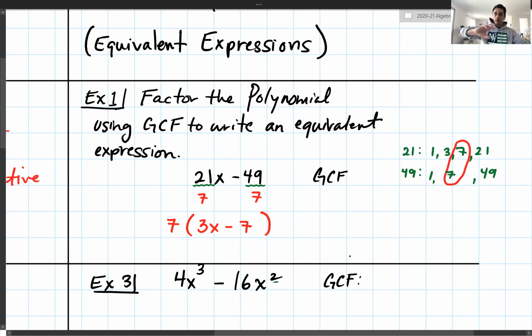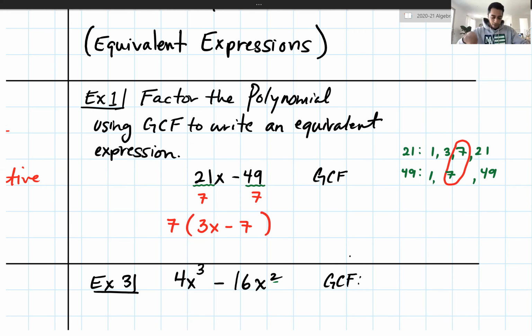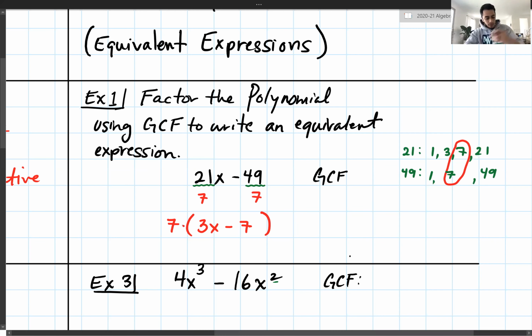So you see, if I were to distribute the 7, I go back to 21x minus 49. If I divide by 7, 7 is the outside factor now. Right? 7 is the outside factor. So 7 times 3x minus 7, this would be the fully factored version of 21x minus 49.